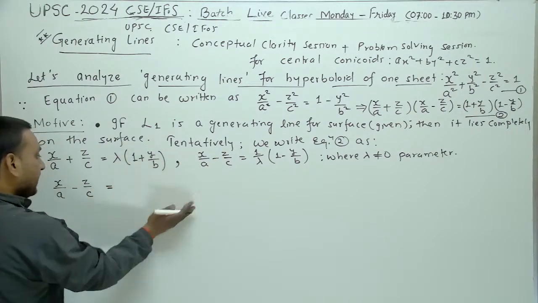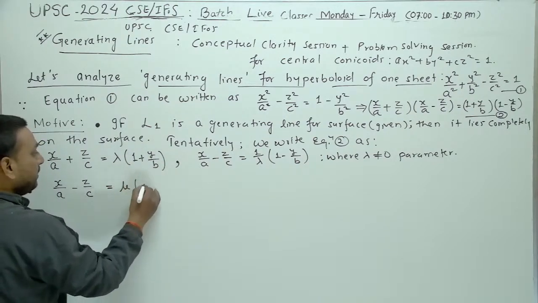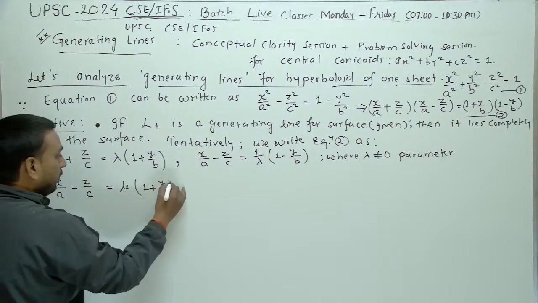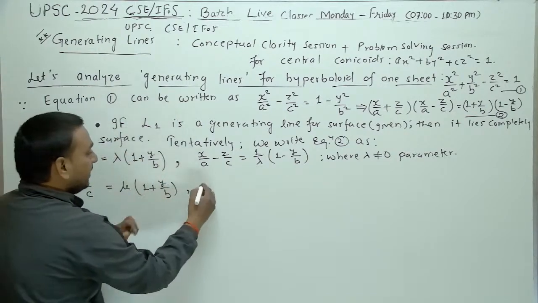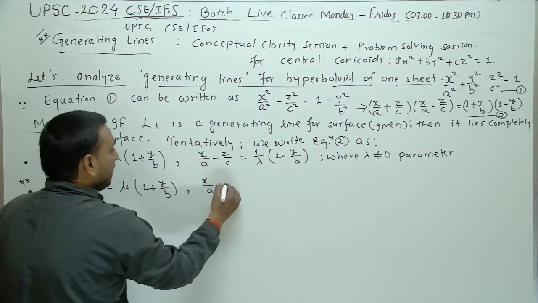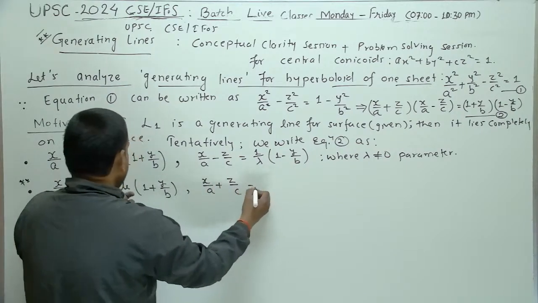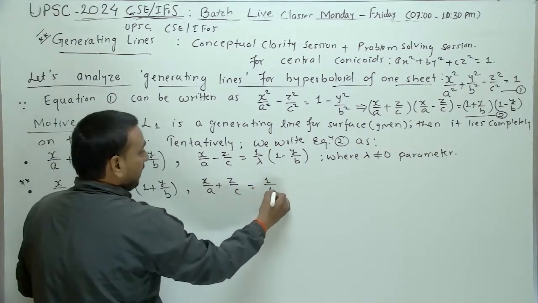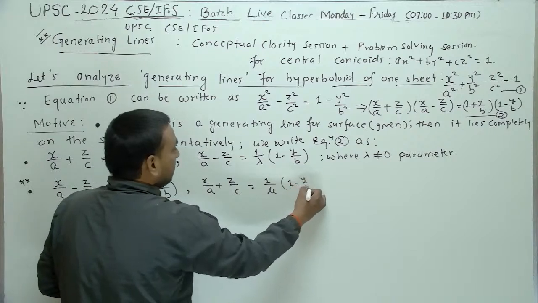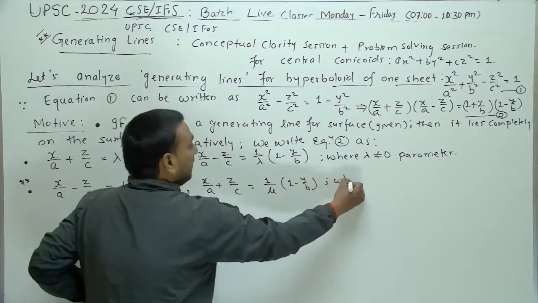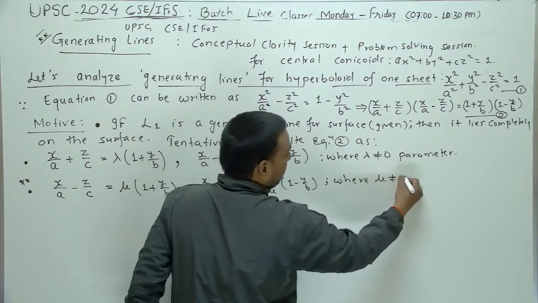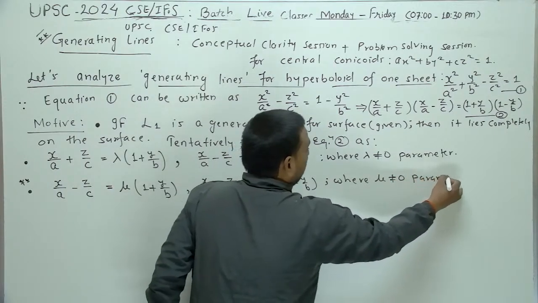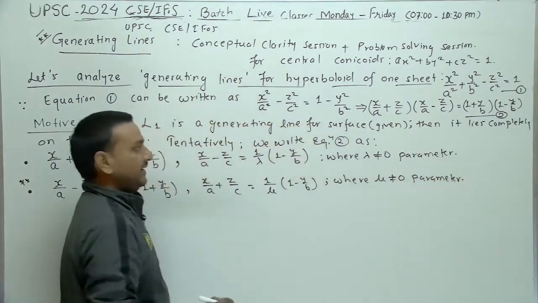Here I take another parameter mu. Now I take this LHS part here and I take this as 1 upon mu, and the RHS factor I don't do any intervention in that. Again, mu is a parameter.